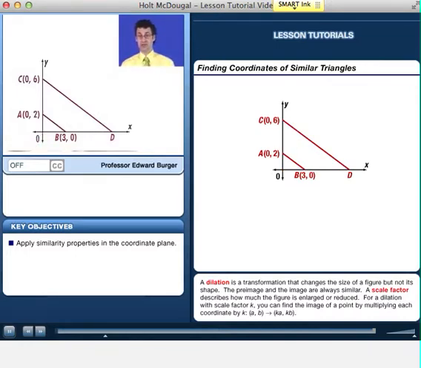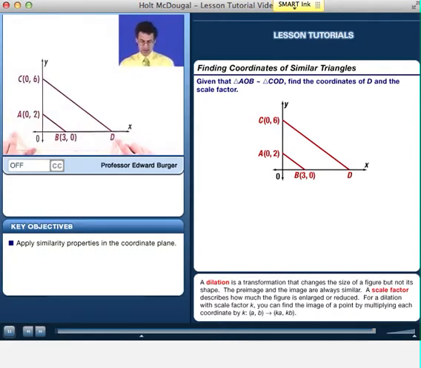And now what I'd like to do is I'd like to do two things. First of all, I want to compute what the scale factor is. And then I want to see if I can use that to figure out the coordinates for the point D. Notice that all the other coordinates are known, but D is all by itself unknown. So let's see if we can actually uncover it.